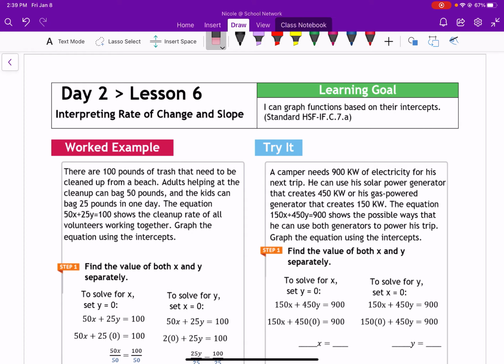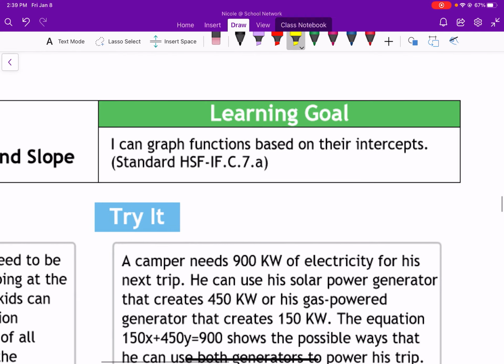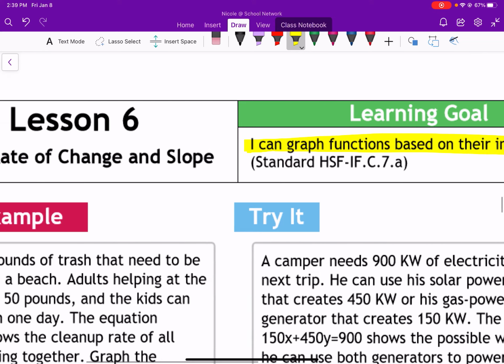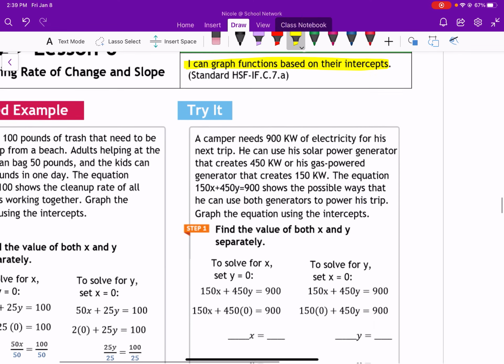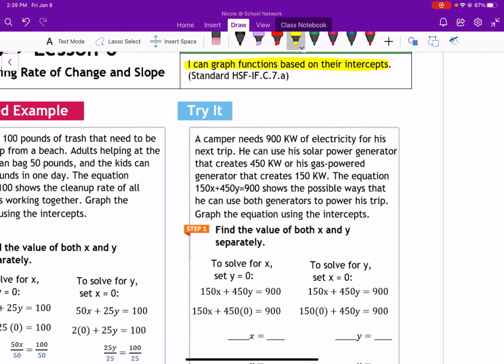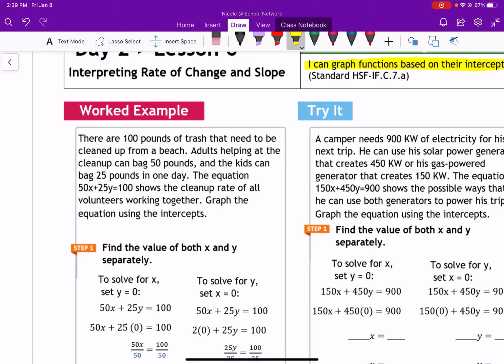Okay, so the last lesson of this day is an algebra lesson. So here I can graph functions based on their intercepts. So remember in the vocabulary for today, we had x and y intercepts and we had the origin. So we're going to be focusing on our x and y intercepts and using those to help us graph. So I'm going to go ahead and go to the try it. Since there's more guided learning on this section, you can review the worked example on your own if you need it.